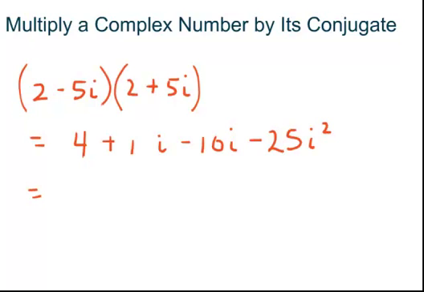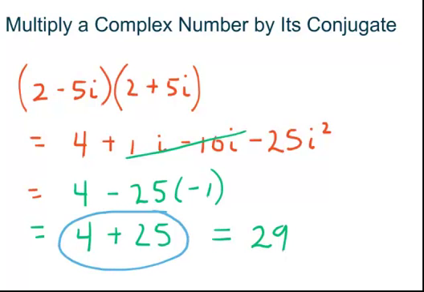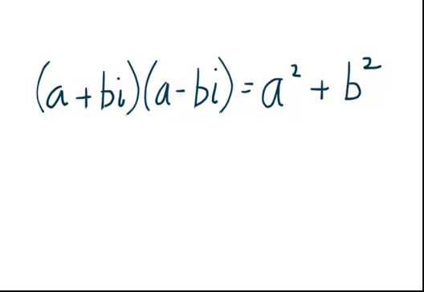So what happened here? Well, this middle term cancels, doesn't it? And we have 4 minus 25 times negative 1, or 4 plus 25, which of course is 29. But notice what we got here. This was the a, wasn't this a squared? 2 squared, so there's a squared, that's where we get the 4. And where'd the 25 come from? Well, isn't that b squared? So in other words, when we multiply a complex number by its conjugate, this is the standard form of the result.